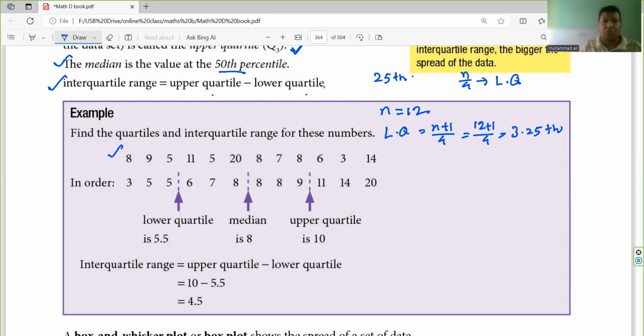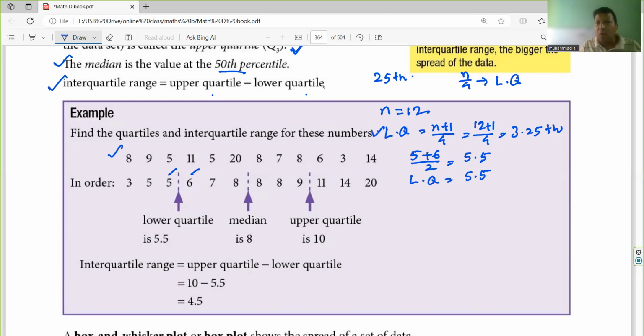So how will we get the 3.25 position? We will take the average of the third term and fourth term. So the lower quartile will be 5 plus 6 divided by 2. So it will be 5.5. So the lower quartile will be 5.5. Remember, the 25th percentile is the lower quartile, the 75th percentile is the upper quartile, and the 50th percentile is the median.